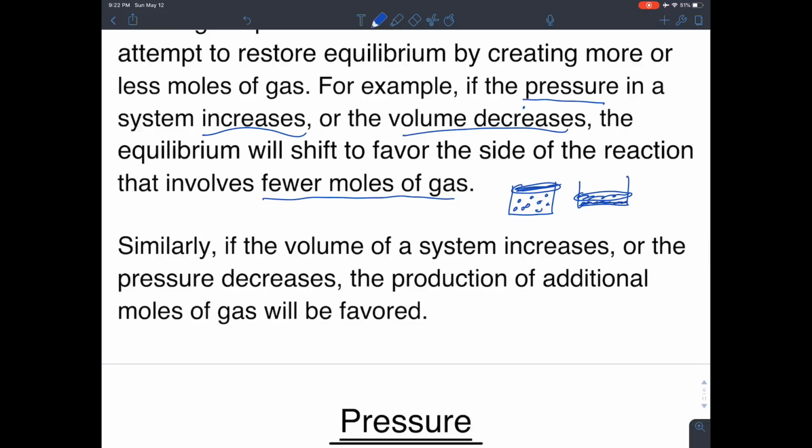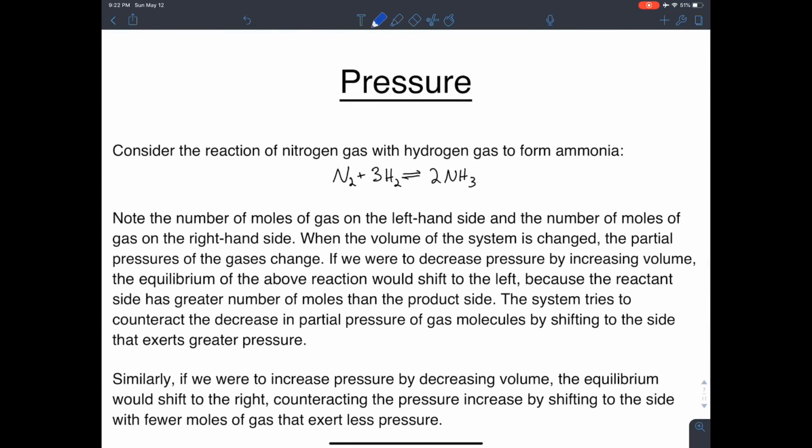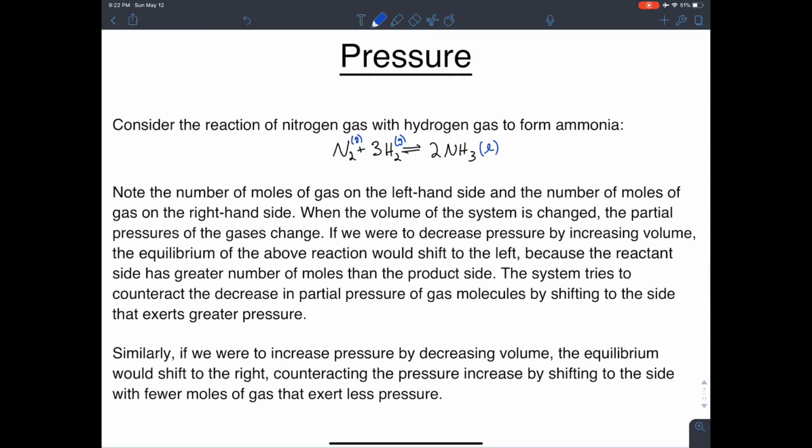Okay, so if you increase the volume of a system, the pressure decreases, and it's going to shift towards the side that has the gas, because now there's more room for the gas to fit. So we look at this reaction. I forgot to put little symbols, but this is gas, and this is liquid. Which side of this reaction has more gas on it? The left side. Both N2 and H2 are gas, so we have more moles of gas on the left side, and we don't have any gas on the right side. If the volume of the system's changed, then the pressures of the gases are changed. So this side of the reaction is going to exert less pressure than the reactant side.